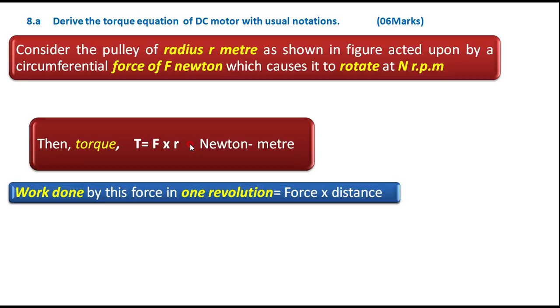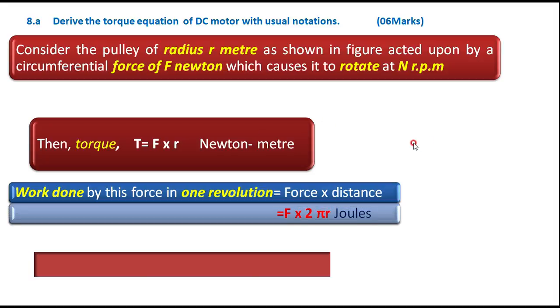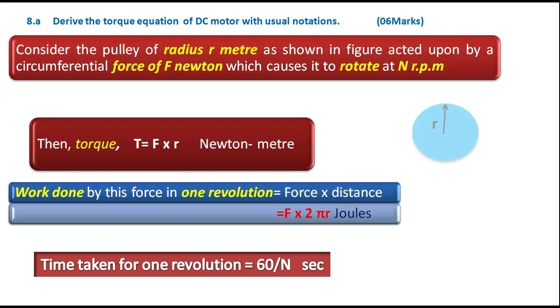Then what is of interest is the work done by this force in one revolution. I will go through the figure first. This is the figure: F acts at a distance of r meter. Therefore, because of F into r, a torque is produced and the pulley rotates at n.